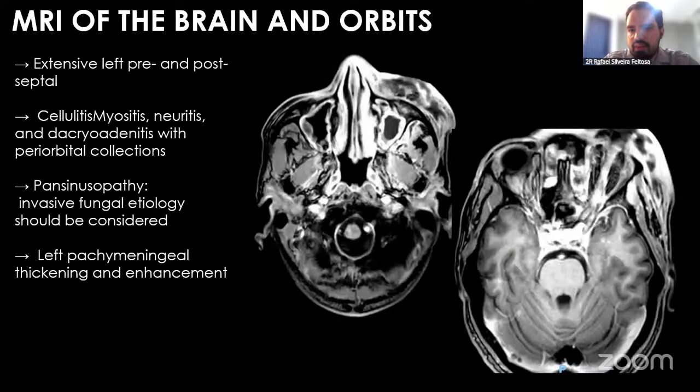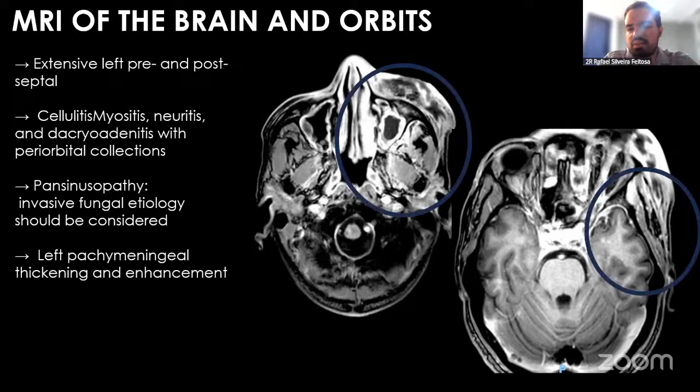The magnetic resonance imaging revealed extensive left pre- and post-septal cellulitis associated with myositis, neuritis, and dacryoadenitis, with periorbital collection in organization. There was also evidence of pansinusopathy, with secretion inside the left maxillary sinus, suggesting a severe inflammatory or infectious process, in which an invasive fungal etiology should be considered. Additionally, we observed left pachymeningeal thickening and enhancement, compatible with inflammatory meningeal involvement, secondary to the orbital infection. On the right side, there is also mild osteomastoidopathy.